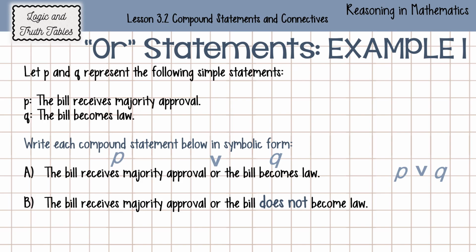Let's look at part B. The bill receives majority approval. So that is P once again, or the bill does not become law. That's the negation of Q that says the bill becomes law. And there's a symbolic form, P or not Q.